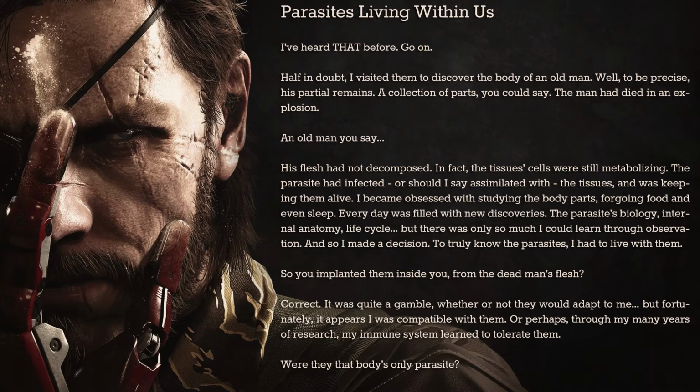An old man, you say? His flesh had not decomposed. In fact, the tissue's cells were still metabolizing. The parasite had infected, or should I say assimilated with, the tissues, and was keeping them alive. I became obsessed with studying the body parts, foregoing food and even sleep. Every day was filled with new discoveries. The parasite's biology, internal anatomy, life cycle.